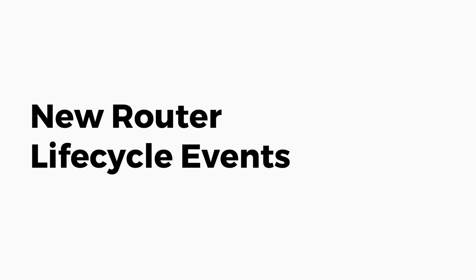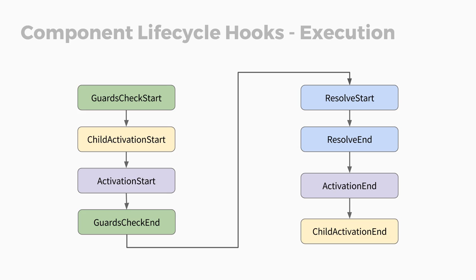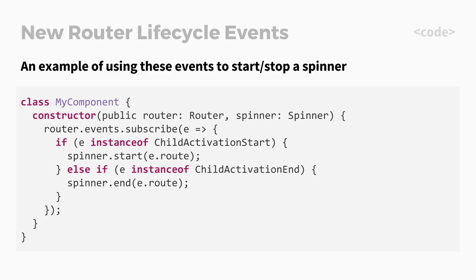The new router lifecycle events. We've added new lifecycle events to the router, allowing developers to track the cycle of the router from the start of running guards through to completion of activation. These events could be used for things such as showing a spinner on a specific router outlet when a child is updating, or to measure performance of guards and or resolvers. The new events and sequence are GuardsCheckStart, ChildActivationStart, GuardsCheckEnd, ResolveStart, ResolveEnd, ActivationEnd, ChildActivationEnd. An example of using these events to start and stop a spinner might look like this. It's really easy and readable.